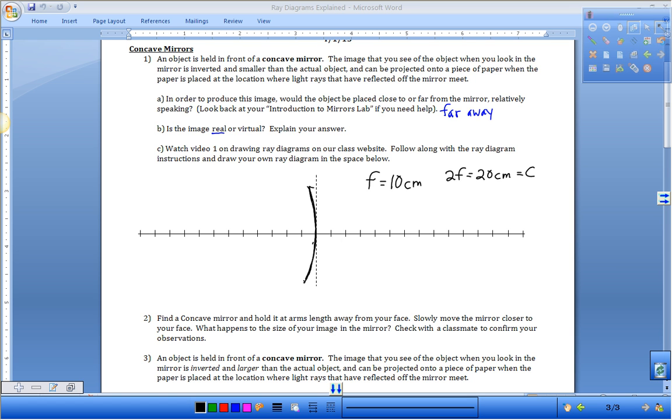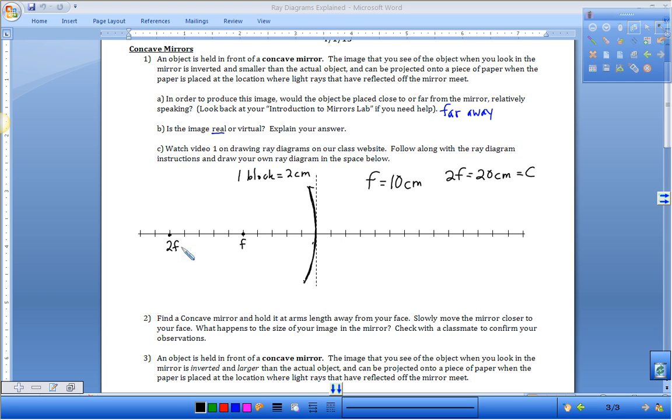So to do that, let's say we've got 1, 2, 3, 4, 5, 6, 7, 8, 9, 10, 11, 12 of these blocks. Let's say that 1 block is equal to 2 centimeters. Then I'm going to put where f and where 2f are. So 1, 2, 3, 4, 5, 5 two-centimeter chunks would be 10 centimeters. And then 1, 2, 3, 4, 5. That's 2 focal lengths away.